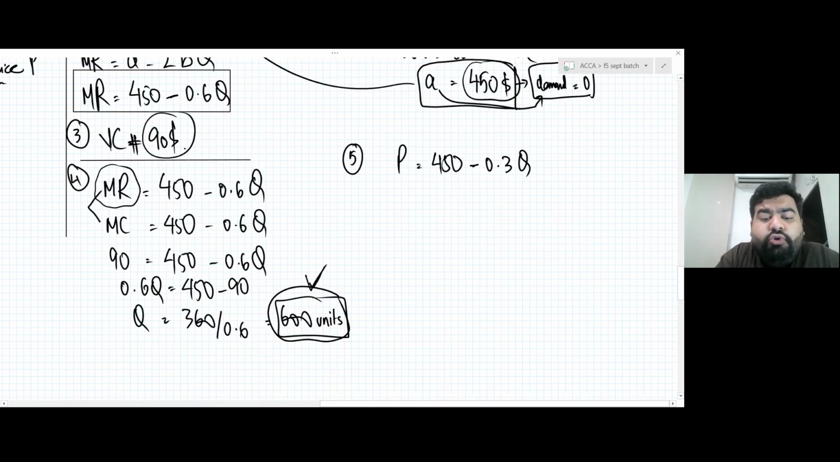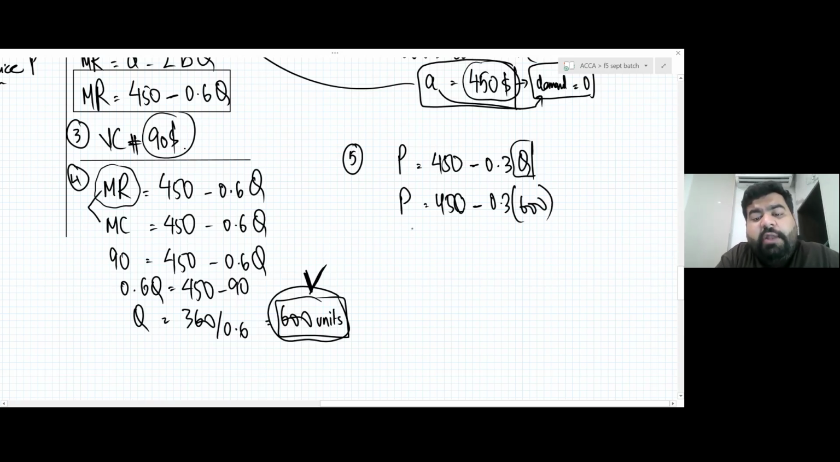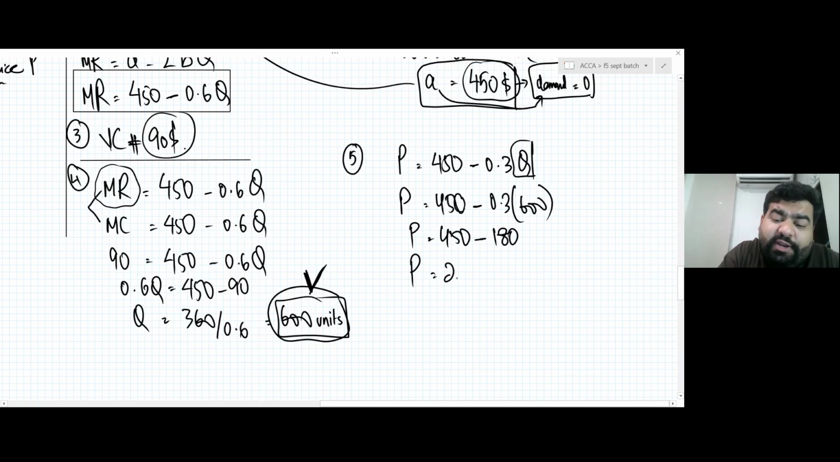Now what you will do, you know the optimum quantity here, q. Just put the q in this equation to calculate the price that you have to set. That is the best price that will generate the maximum contribution. P is equal to 450 minus 0.3 into q, which is 600. So P will be 450 minus 180, it is 270. So price is 270.